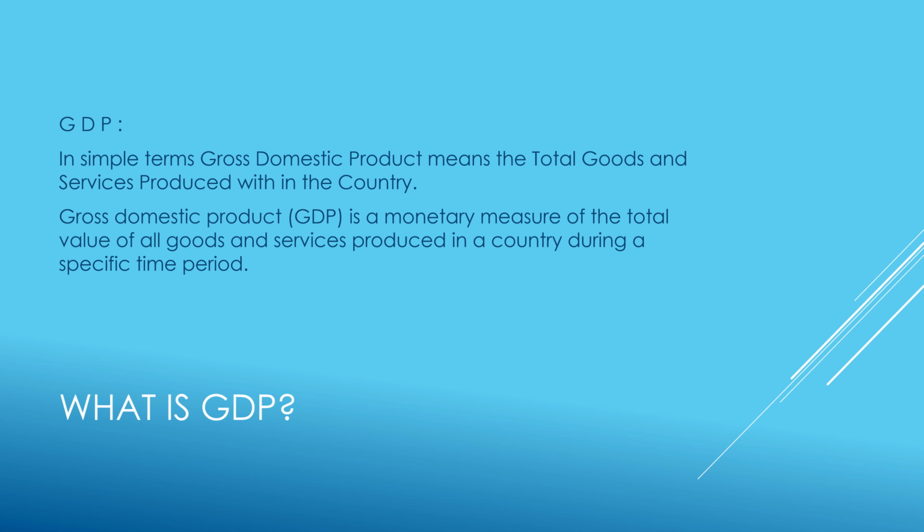Supposing if any goods or service do not have monetary value, then that kind of goods and service will not be considered for calculating the GDP. Secondly, GDP is calculated on a specific time frame. Normally, GDP is arrived for every year, financial year. Sometimes we also calculate GDP on a quarterly basis.